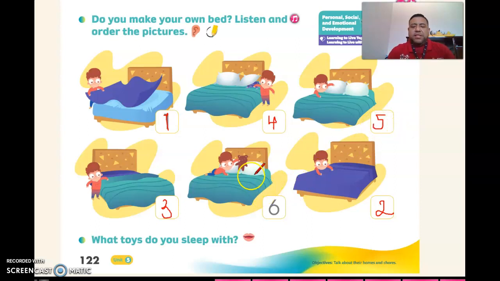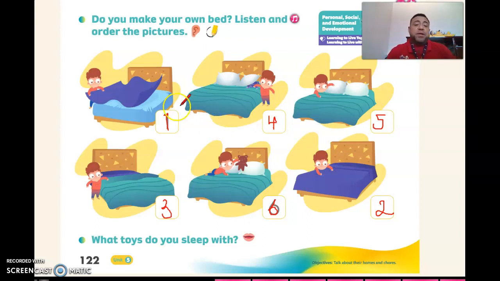And number six. Ya lo tenemos. Ya quedó lista nuestra cama. Our bed is done. Number six. Vamos a trazarlo. Number six. Okay, we label the pictures.